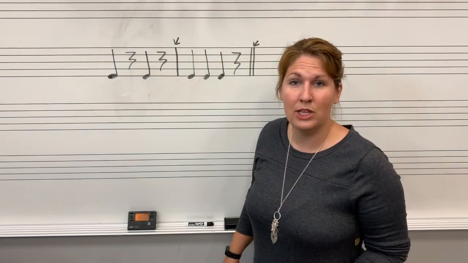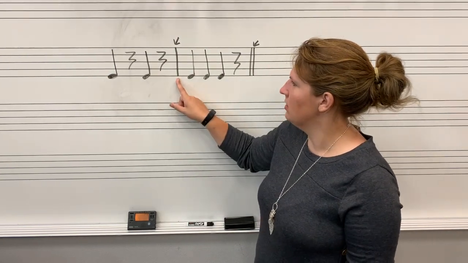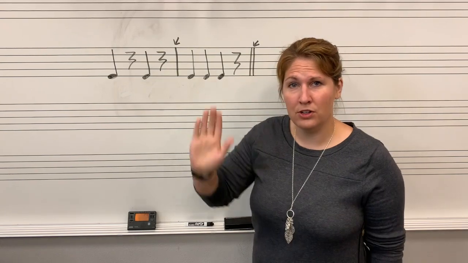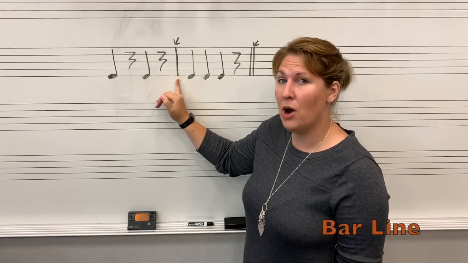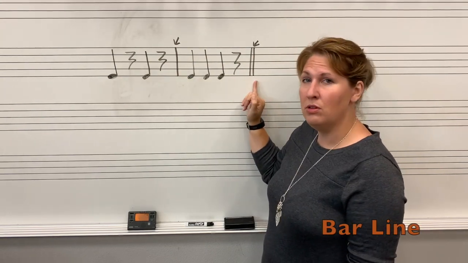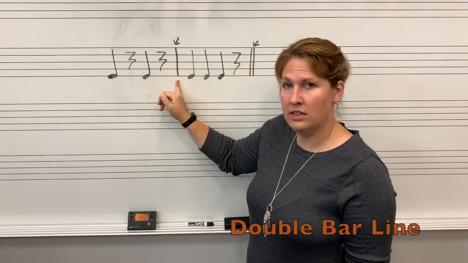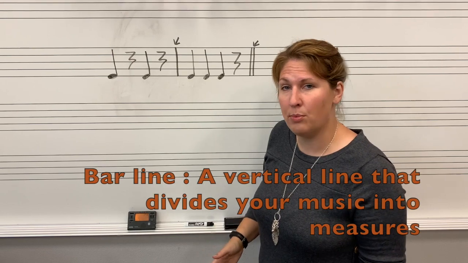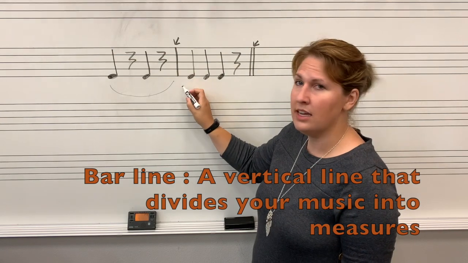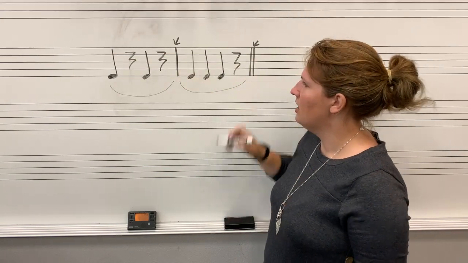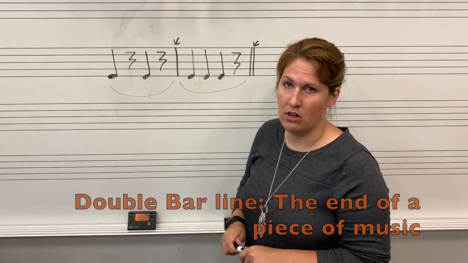So let's try a little bit longer of a rhythm. There's a couple things that have been added here. You can see right here and right here, we have vertical lines along the staff. This vertical line is called a bar line. These double vertical lines are called a double bar line. This bar line divides our music up into 2 separate measures. You can see there's one measure here and a second measure right here. The double bar line signifies that we are done. That's the end of our song.